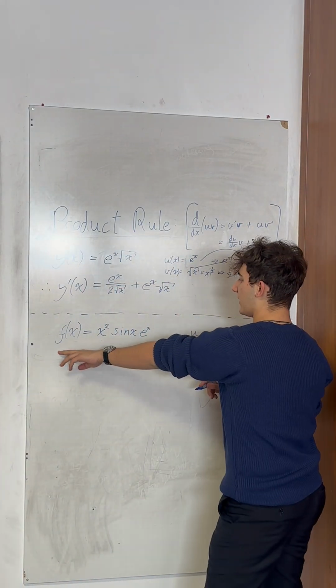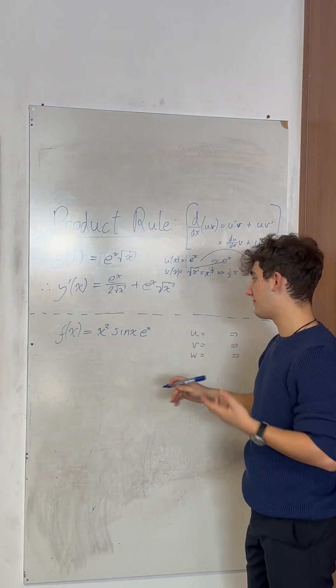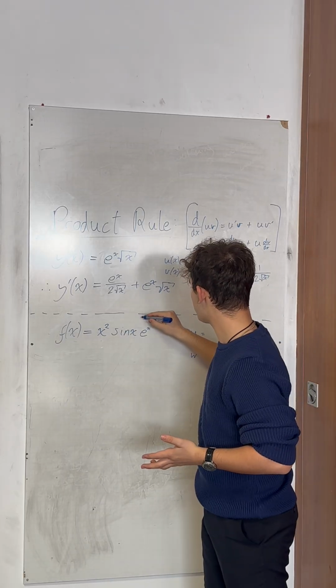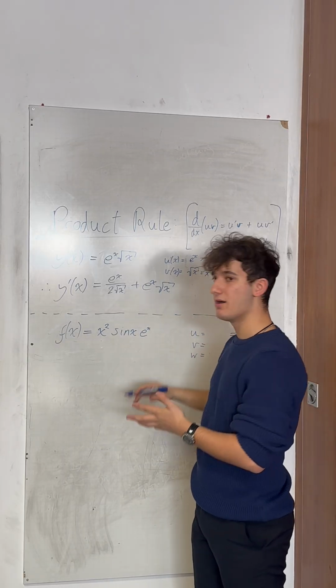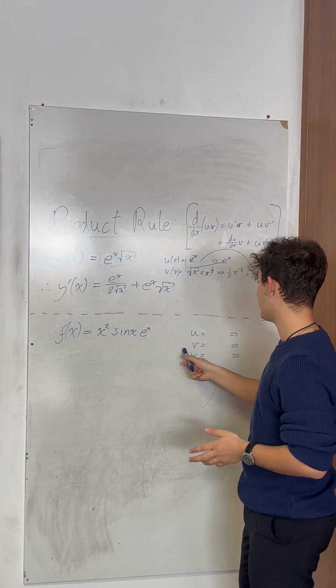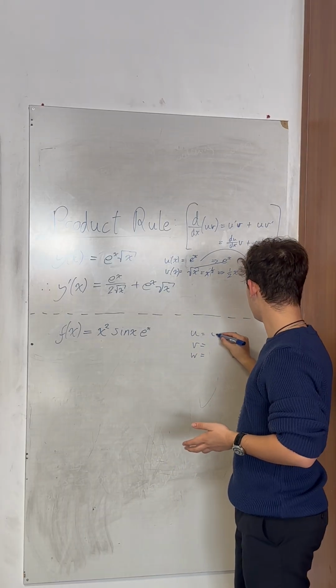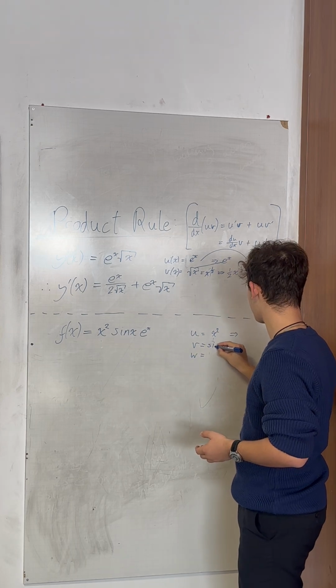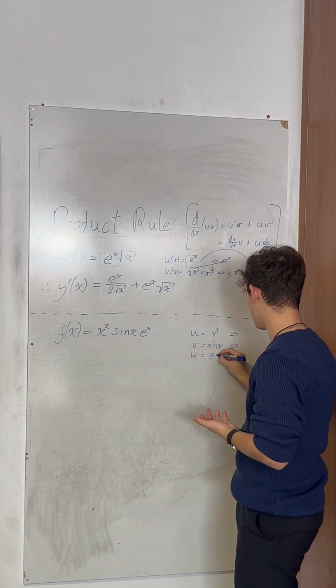Moving on now to our second example. This time we've got 3 different products. We could just take it part by part and then do it, but I prefer to do it all at once: u, v, and w. So our u is x squared, our v is sin x, and of course, our w is e to the x.